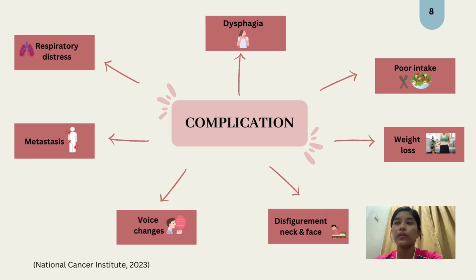So now I will continue the presentation on what are the complications of larynx cancer. According to the National Cancer Institute, complications of larynx cancer can be respiratory distress due to inflammation, causing blockage and narrowing of the airway, difficulty to swallow or dysphagia, poor intake related to difficulty swallowing, weight loss, voice changes such as hoarseness, and disfigurement of neck or face. Last but not least, the cancer can metastasize, which is spread to other organs.